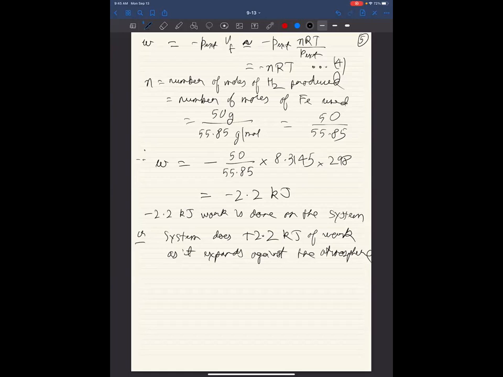Okay, so a very important point to note here is that we are talking about delta W is equal to minus P external multiplied by dV. We are not really talking about the pressure of the system itself. We are talking about the external pressure being experienced by the system. This is not equal, in general, to the pressure of the system.